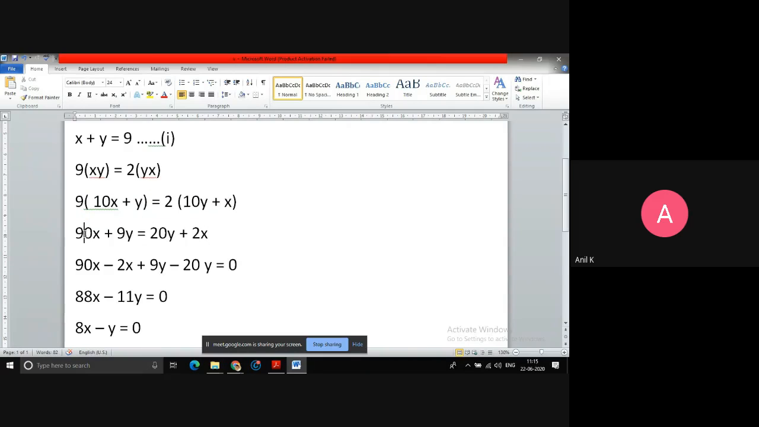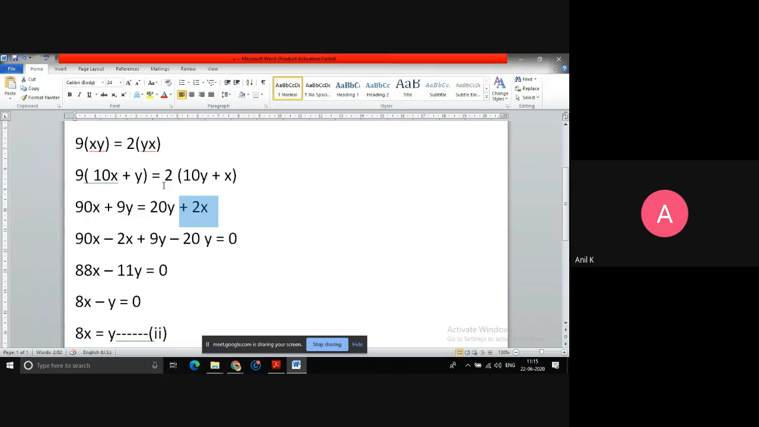9 into 10x is 90x. 9 into y is 9y. 2 into 10y is 20y. 2 into x is 2x. Now transfer all the terms to the left hand side. So positive terms will become negative terms. 90x minus 2x, because this plus 2x will go as minus 2x, plus 9y, and plus 20y will go as minus 20y, equals 0.